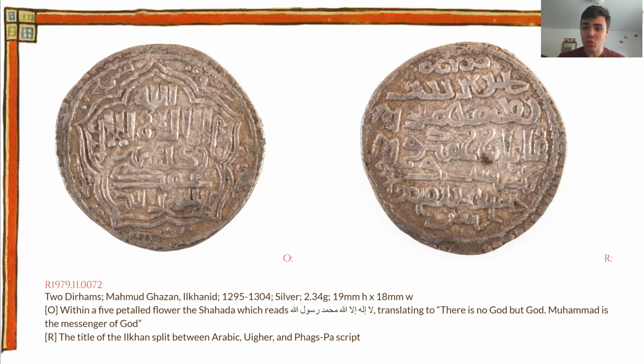So again, just going over the basics, we see again the basic tombstone information. We know that this is a 2 dirham coin. We know it is from Mahmud Razan, who ruled from 1295 to 1304. We know this is a silver coin, and we know its weight and its dimensions. So then again, we go into exactly what's going on the obverse and reverse.